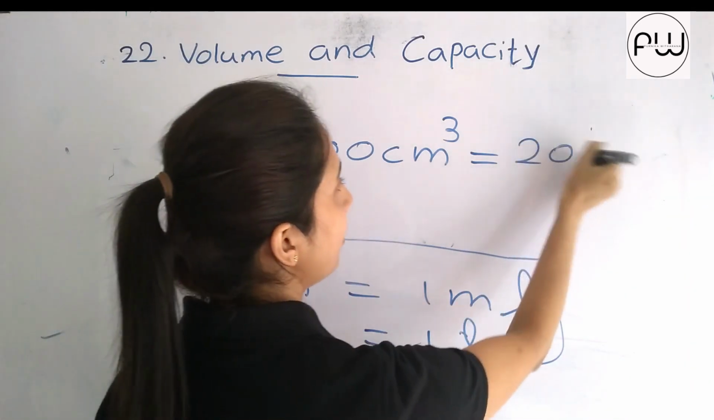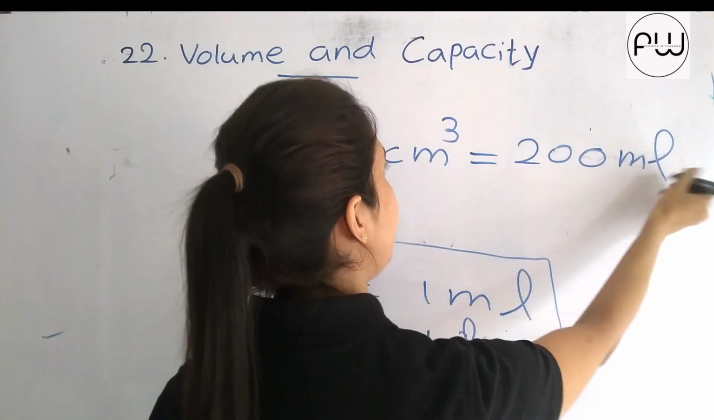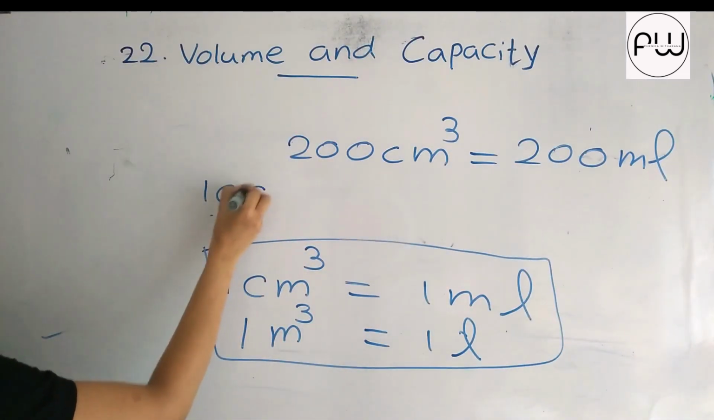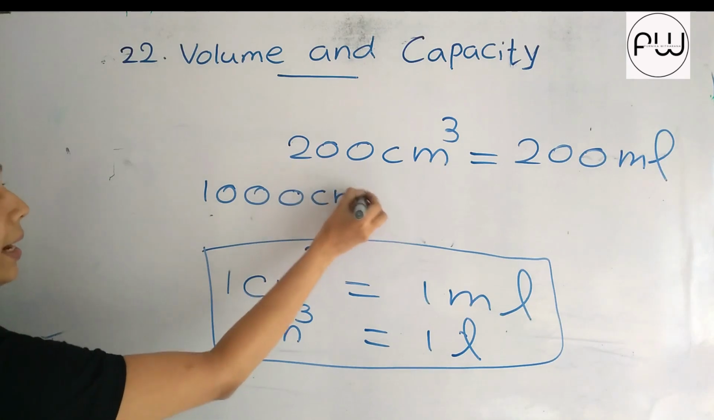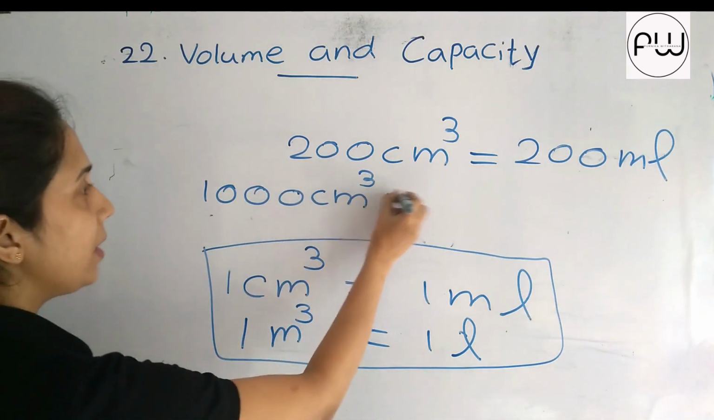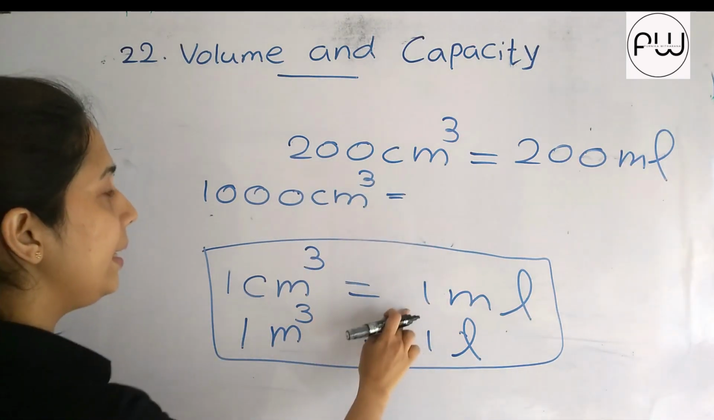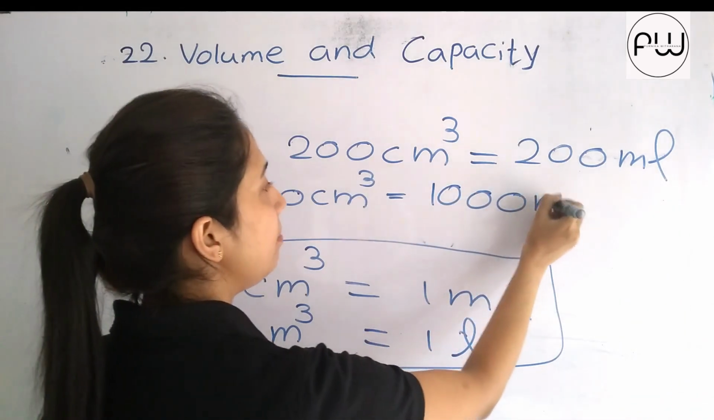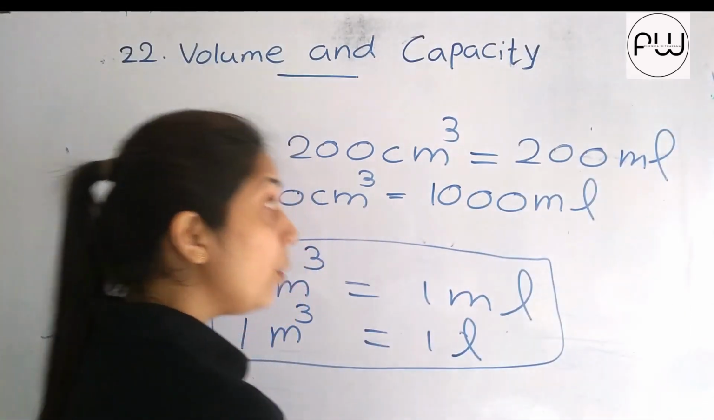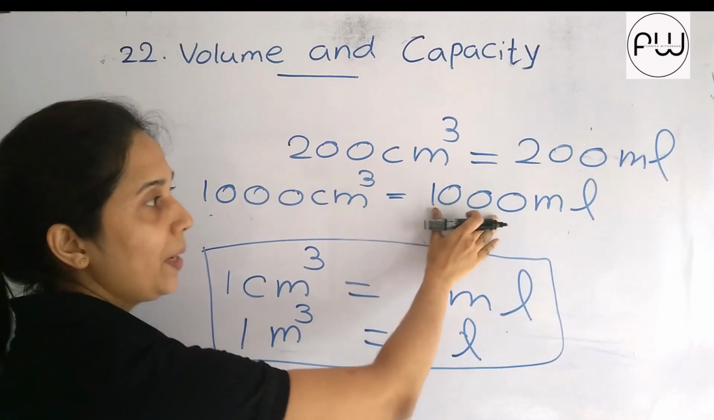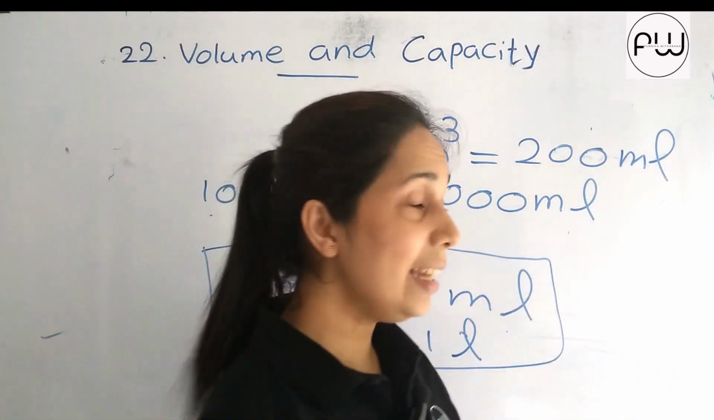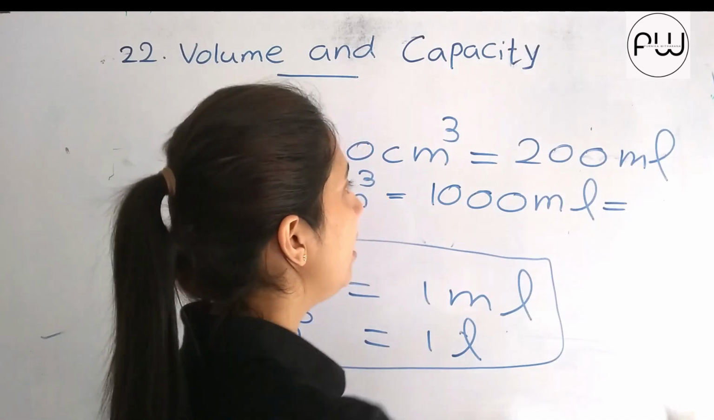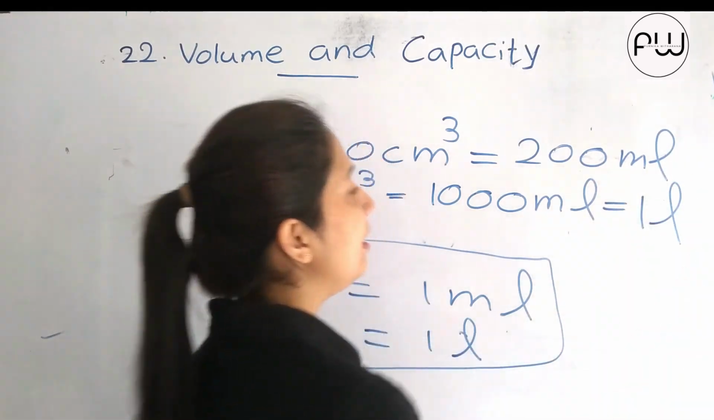Now think, the volume of a cuboid is 200 cubic centimeters, and we can express this amount in milliliters as well. So how can we express the same amount in milliliters? It's 200 milliliters. Now see here, volume is 1000 cubic centimeters. Then we can express the same amount in milliliters as well. It's equal to 1000 milliliters. And also we know the relationship between milliliters and liters. Then we can express the same amount in liters as well. It's equal to 1 liter.